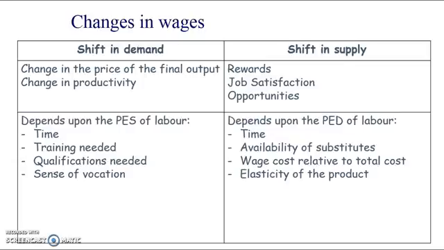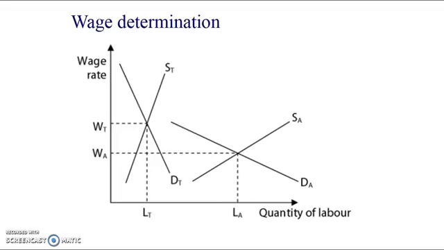And we know we can evaluate this and go a little bit further with our analysis. So the effect on the market in terms of how many people are employed and the wage level is going to depend upon the PED, the price elasticity of demand for labour. So time again, availability of substitutes, the wage costs relative to total costs, and the elasticity of the final product produced.